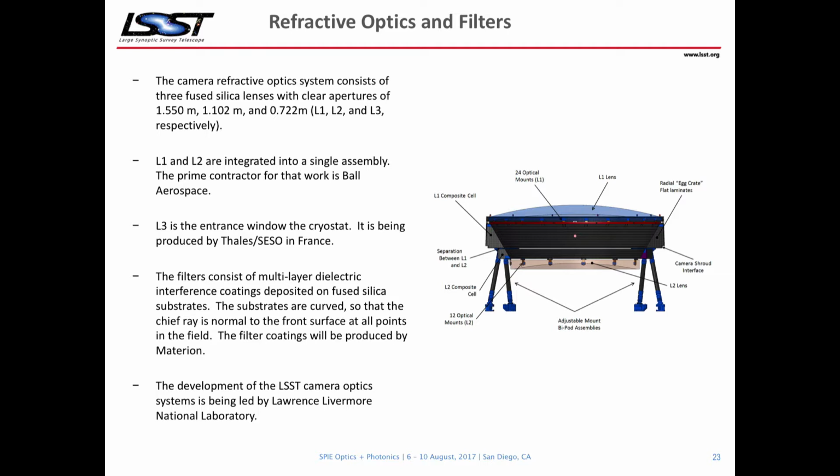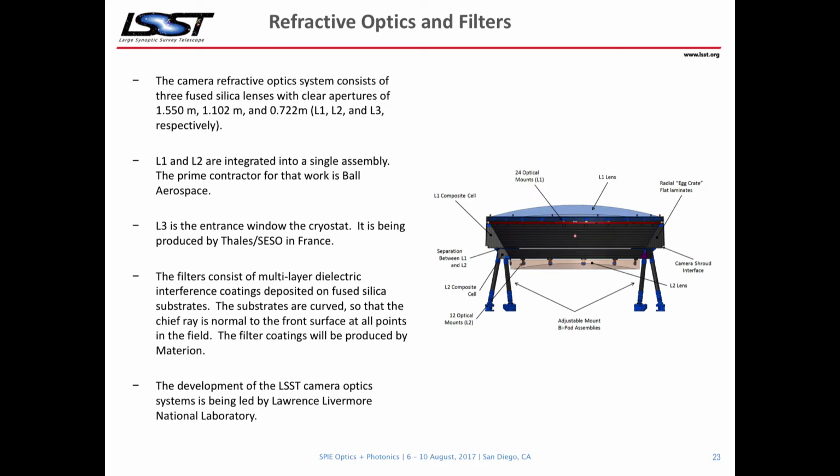The filters are multi-layer dielectric interference coatings deposited on fused silica substrates. The substrates are curved so that the chief ray is normal to the front surface at all points in the field, and the filter coatings will be produced by Materion. So these filter coatings are also challenging because the filters are physically quite large, again about 60 to 70 centimeters in diameter. We need very high uniformity on those filters, and they're on a curved surface. None of that has been done before at this scale.